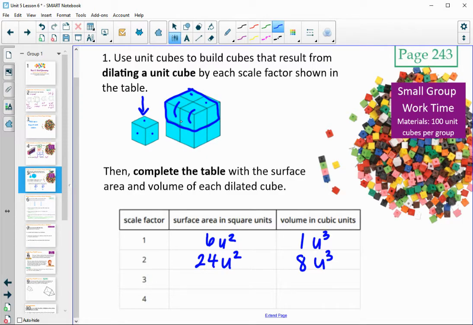Now go ahead and do a scale factor of 3. You're going to triple each of these lengths, so you're going to have 3 boxes by 3 boxes by 3 boxes. And then do it for 4, count up the surface area and the volume, and complete that table. Then come back to the video.